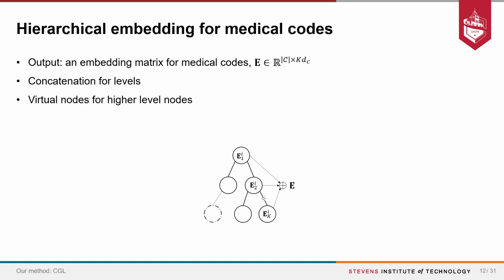For a leaf node, we concatenate embeddings of each level. Here we don't use an attention-based method because we don't focus on the ancestor-children relationship. If a patient is diagnosed with a higher level disease, the level number is different from other leaf nodes. In this case, we create virtual leaf nodes for these higher level nodes to make sure they are in the same level.